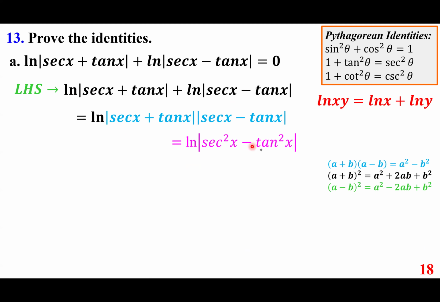Now, what is secant squared minus tan squared? Take a look at this one. If I move the tan squared and make it negative on the right side, it becomes 1. So secant squared minus tan squared is 1, and ln 1, we should know it's equal to 0.